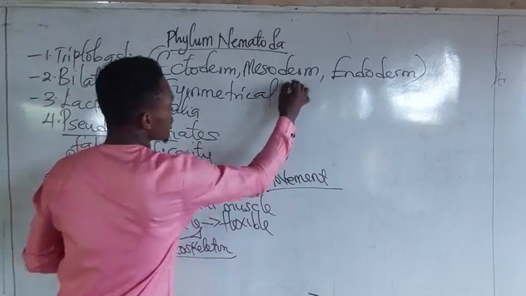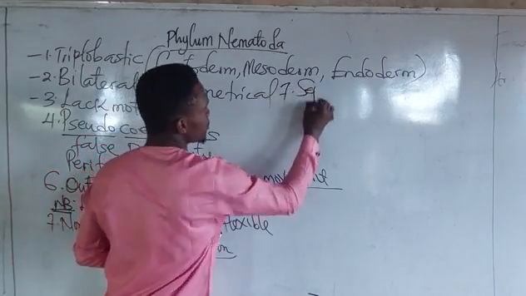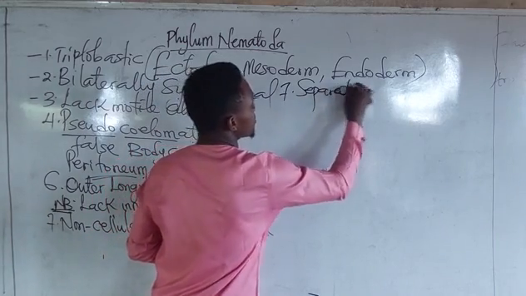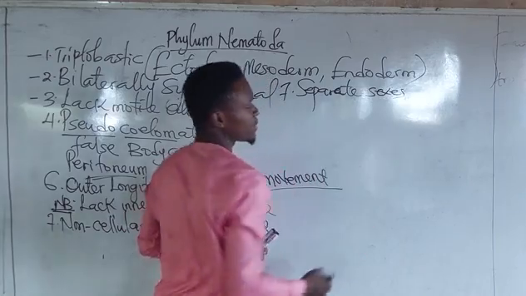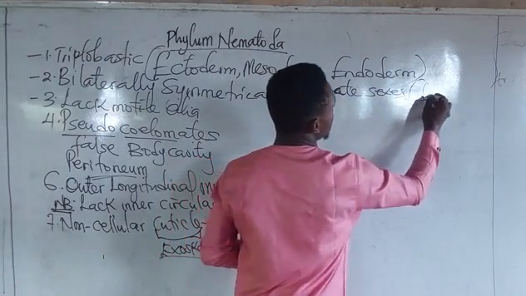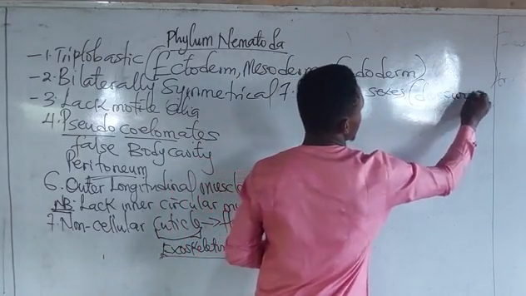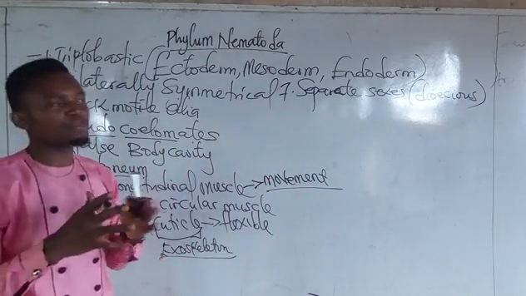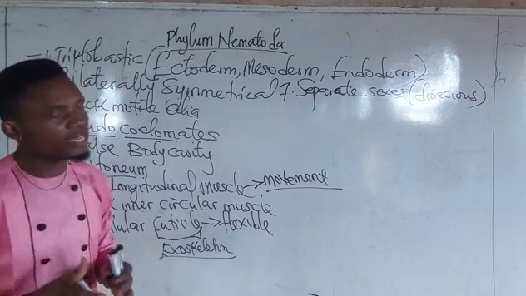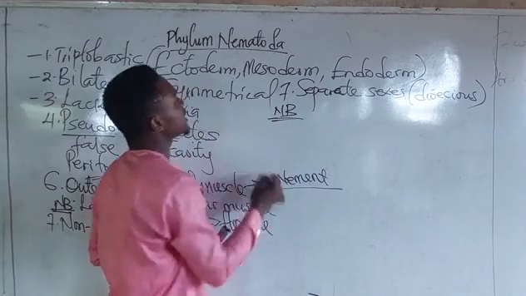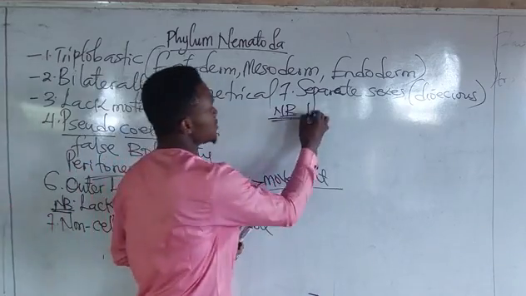Number 7, what do you think number 7 is? They have separate sexes. For them to have separate sexes, it means they are dioecious. For them to have separate sexes, it means they are dioecious. Note, fertilization in nematodes is internal.